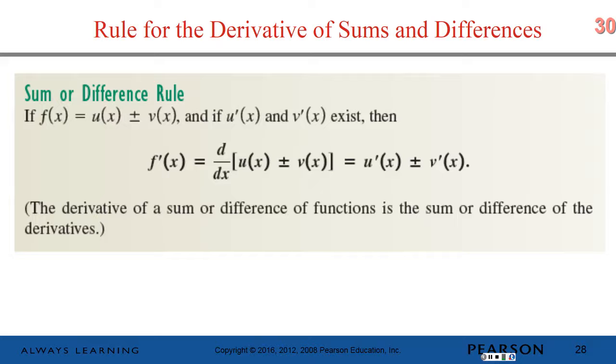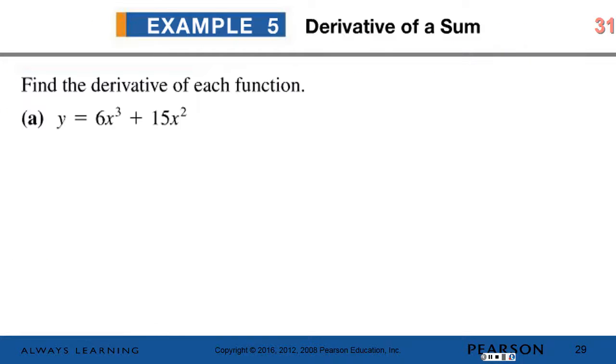This is called the sum and difference rule. And basically, in a nutshell, what it says is if you've got a bunch of different terms added and subtracted together, take the derivative of each term separately by itself and add or subtract them together. The rules look worse than doing the problems do.